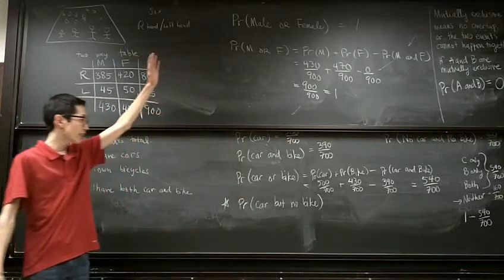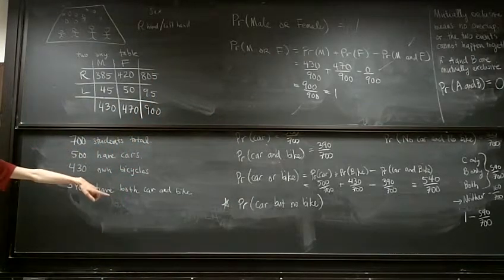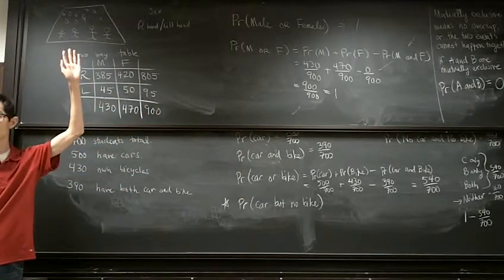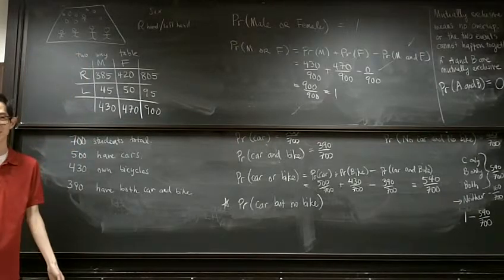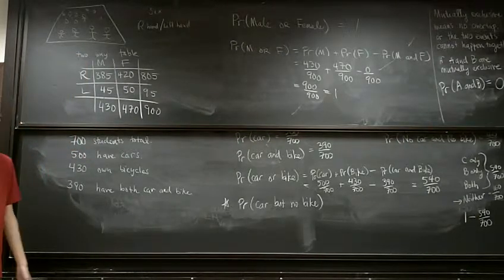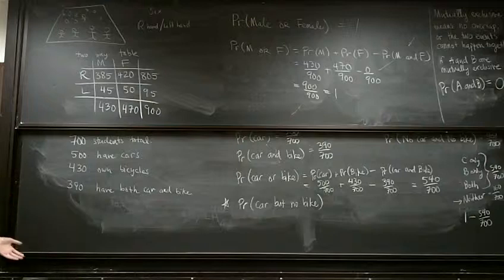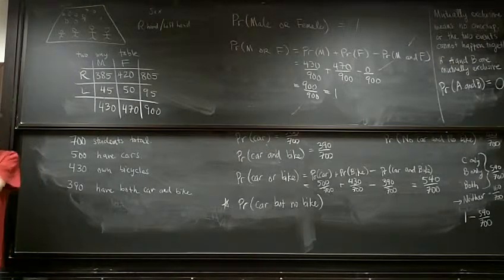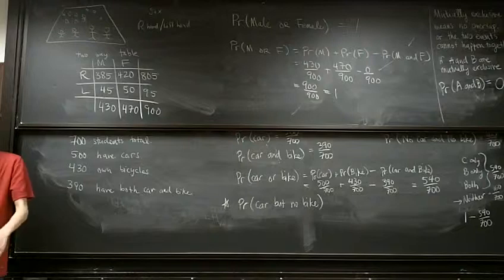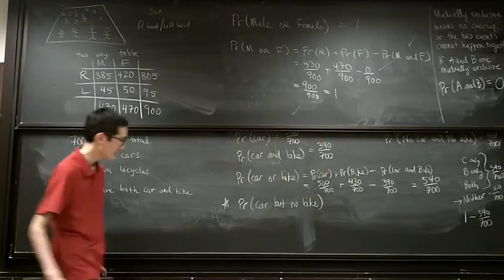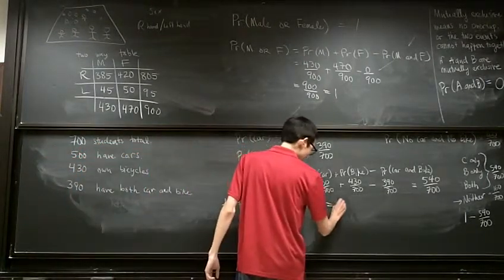Anyone want to attempt the car but no bike bonus? Let me think. Have cars, have both car and bike. Cars but no bike. Who said that? 110 out of 700? That is correct. So our answer is 110 out of 700.